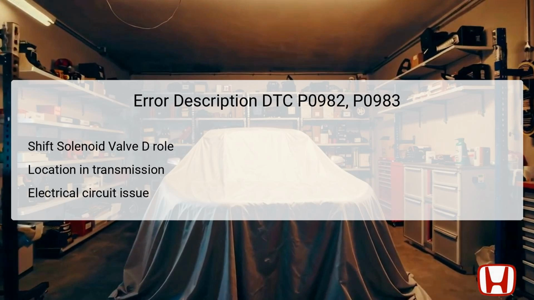The presence of these trouble codes indicates an electrical circuit problem, suggesting issues such as open or shorted wiring, signal inconsistencies, or potential faults in the connections between the solenoid and the TCM. Thus, the diagnosis requires a clear understanding of this electrical architecture.